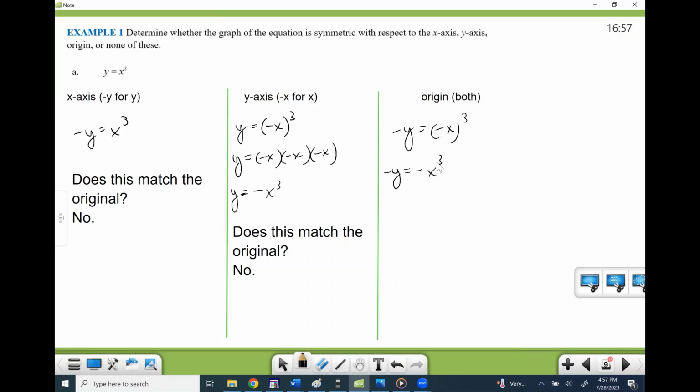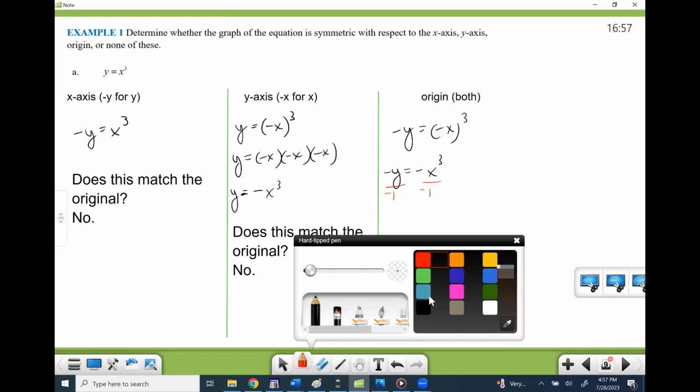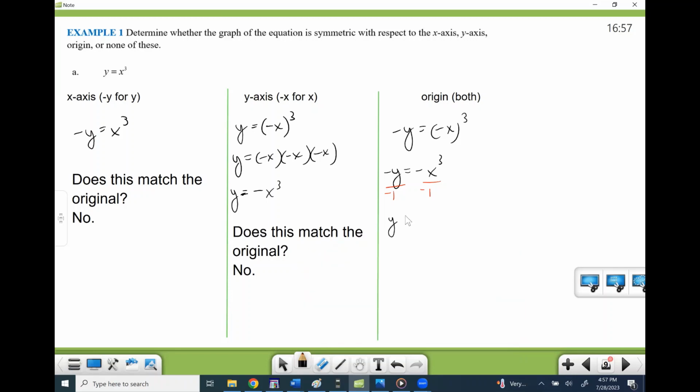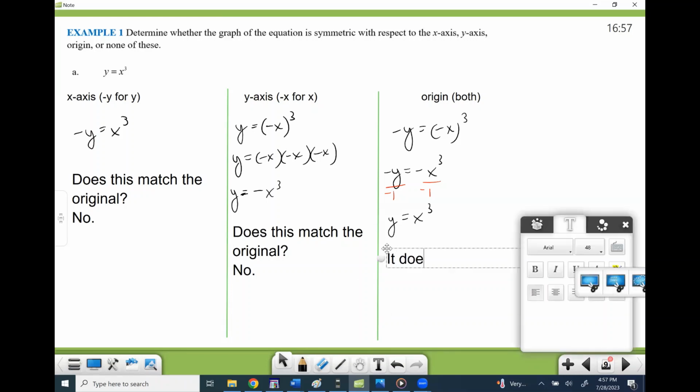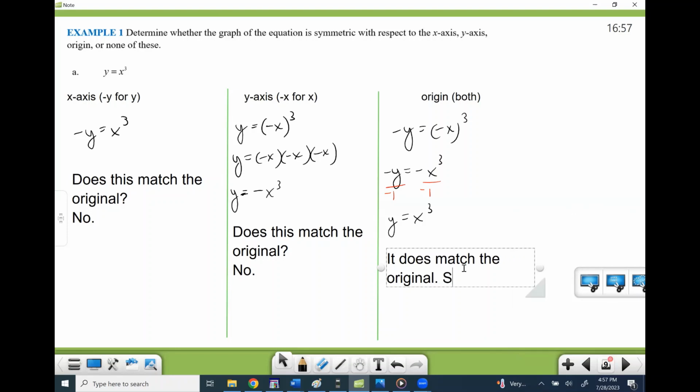Well, now it doesn't match the original right now, but we can make it match the original by multiplying or dividing by a -1. So a negative divided by a negative is a positive. So it does match the original. So our conclusion is going to be, it's going to be symmetric to the origin. Okay.